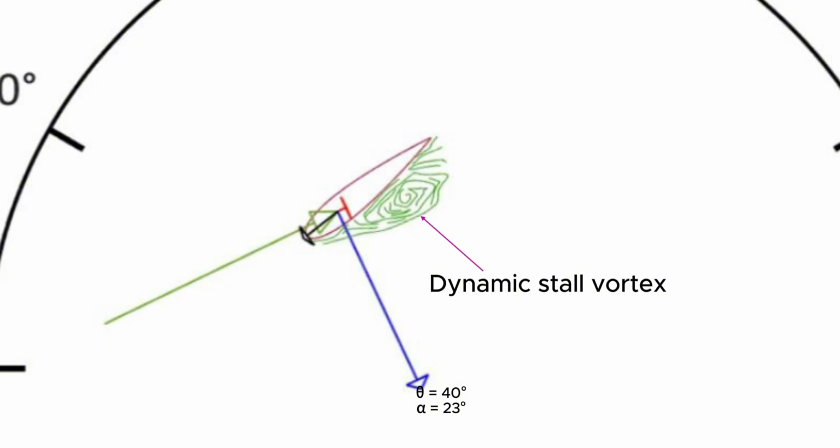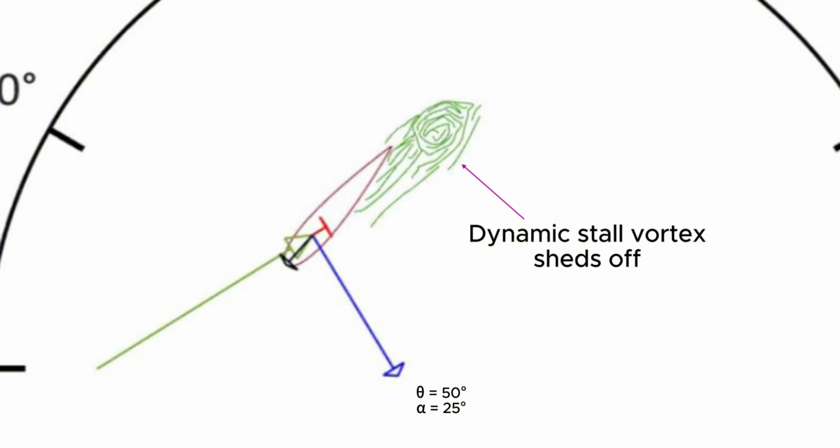Miraculously, during this entire process, the lift continues to rise despite operating well beyond the static stall angle, undoubtedly due to the effects of the dynamic stall vortex on the pressure distribution around the airfoil. Lift is enhanced and can be enhanced by a humongous amount, think 200 to 300%, while the drag is only increased marginally, perhaps by about 10 to 15% or so.